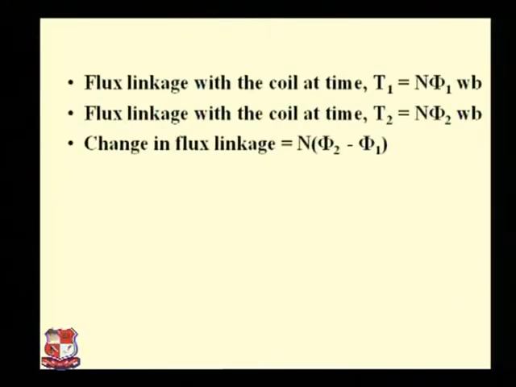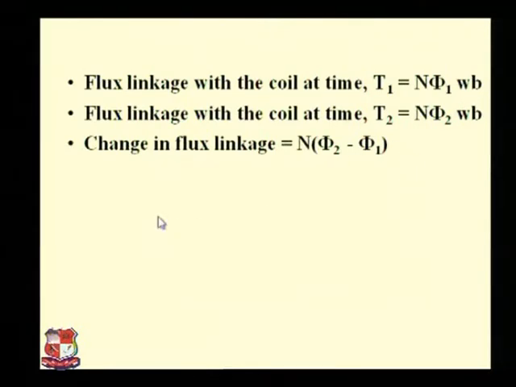Suppose at the first instant of time t1, the flux linkage with the coil is N phi 1 Weber, where N is the number of turns of the coil and phi 1 is the flux at that particular time t1. Suppose the flux linkage with the coil at time t2, when the magnet is moved towards the coil, is given by N phi 2. That means there is some change in the flux linkage.